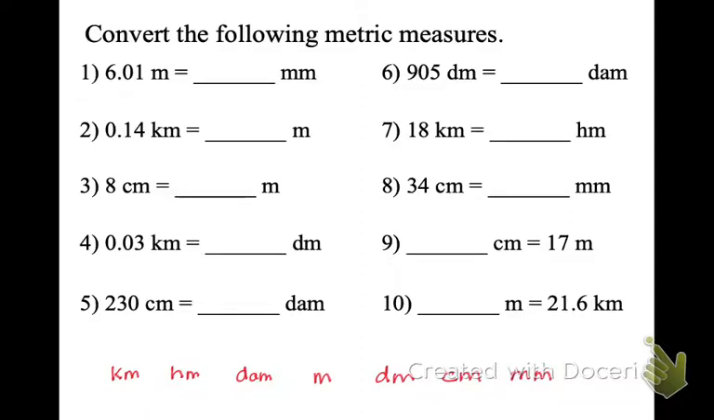Okay, so as we go from 6 1/100th meters, we're going to millimeters. I'm moving it once, twice, 3 times. 6.01 or 6 1/100th, and I'm going once, twice, add one more 0. 6010, 6,010 millimeters.